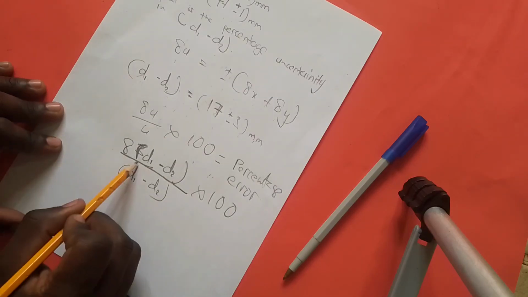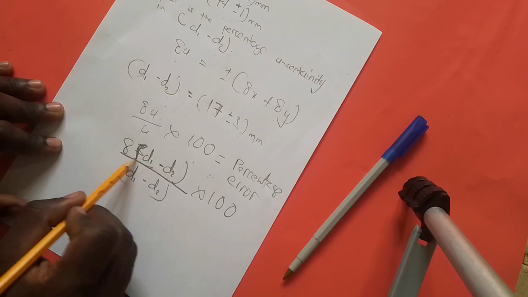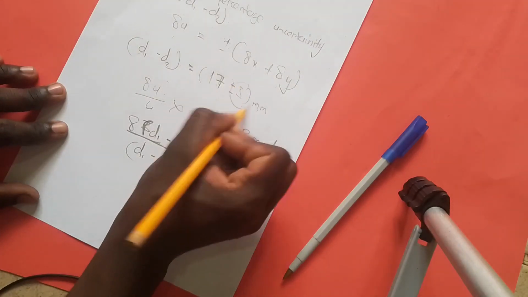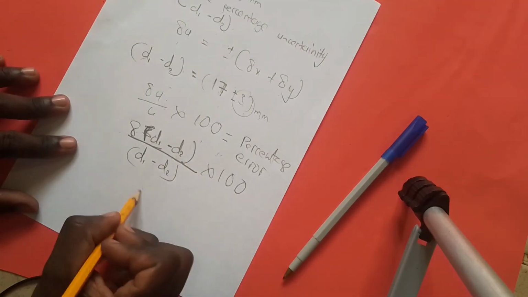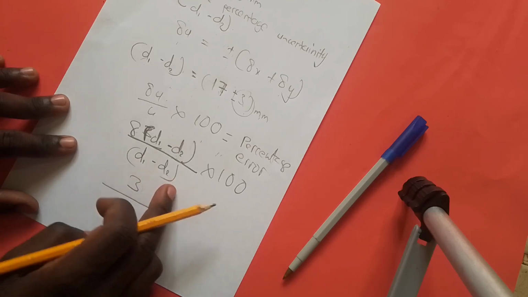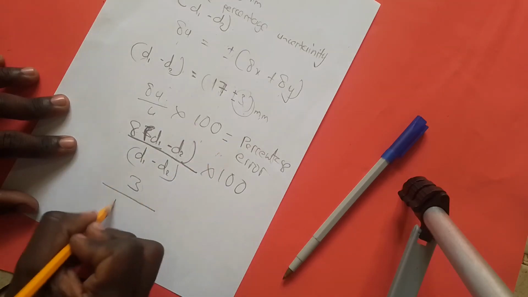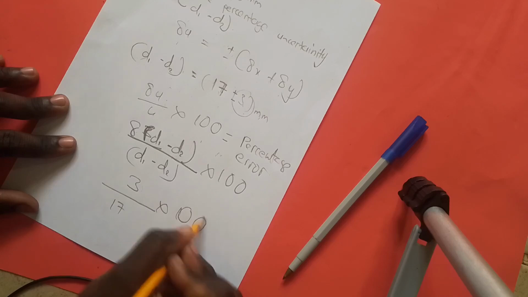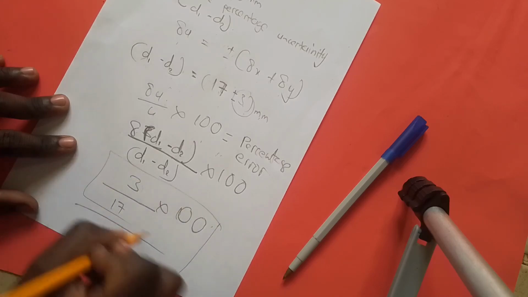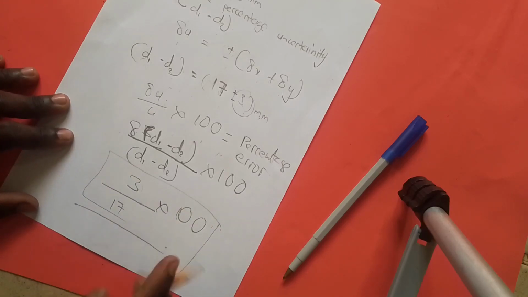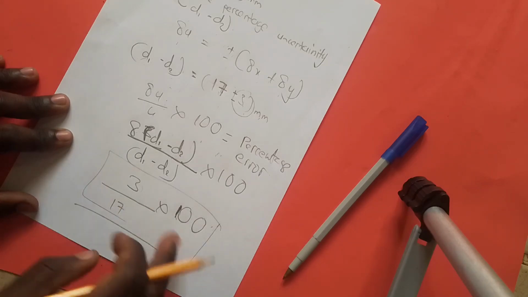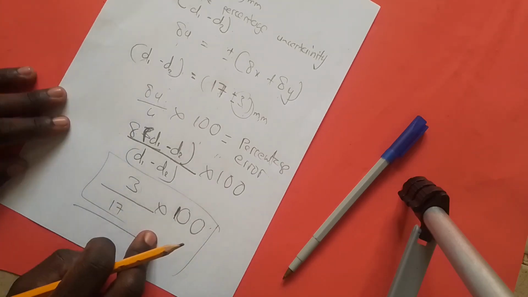What is the absolute error in d1 minus d2? It is 3. So 3 over d1 minus d2, which is 17, times 100. This is grade 7 mathematics. You're done. That would be the percentage error in d1 minus d2. Then you're done.